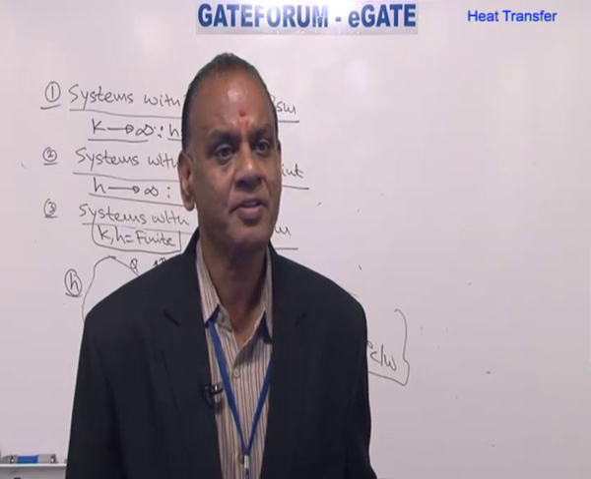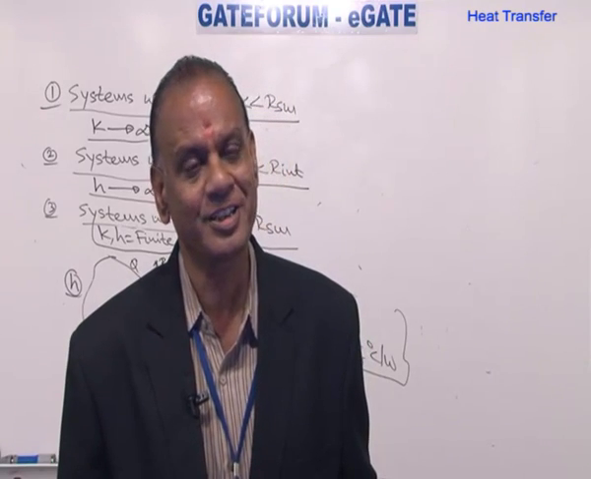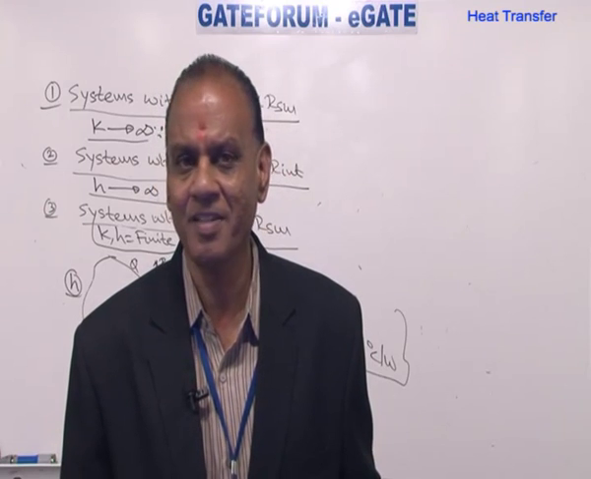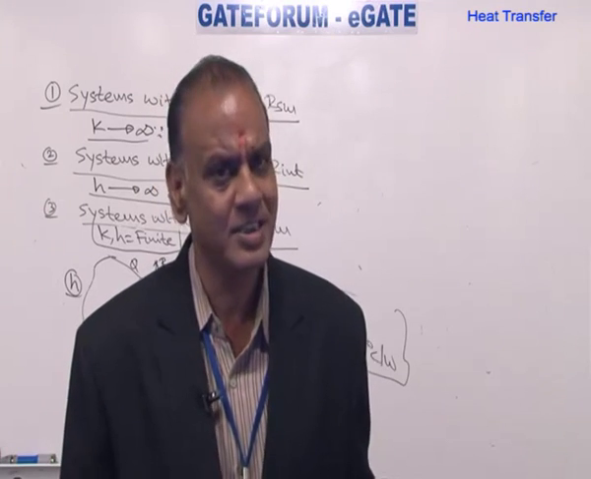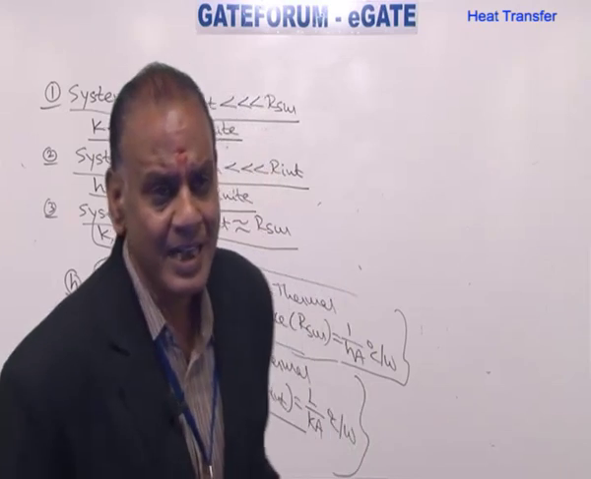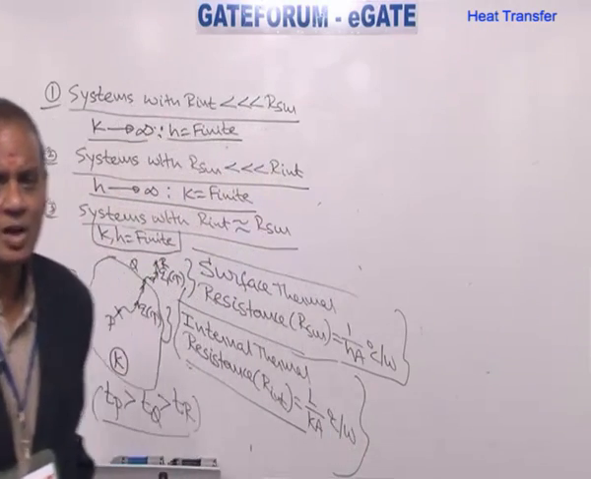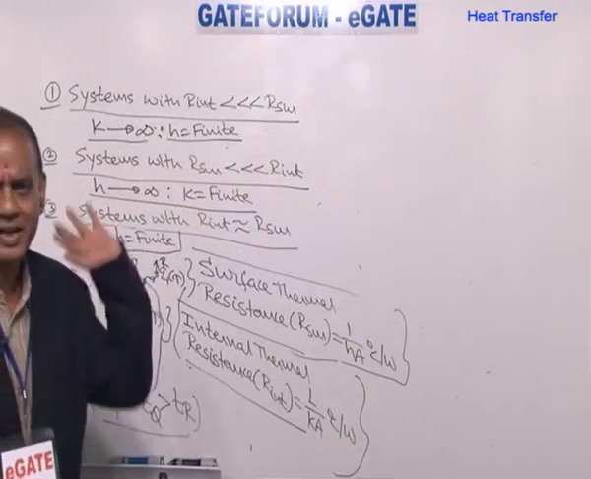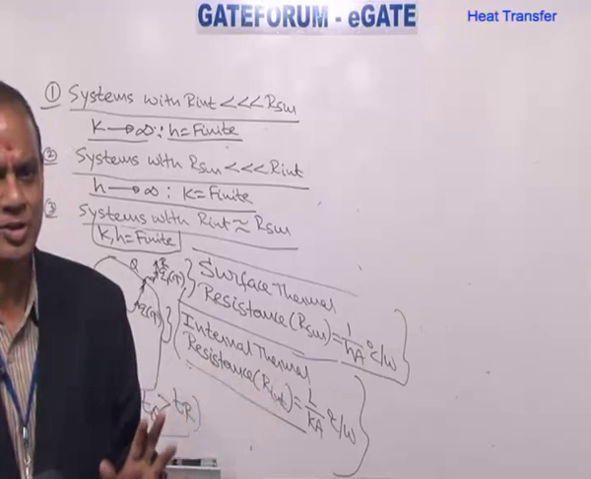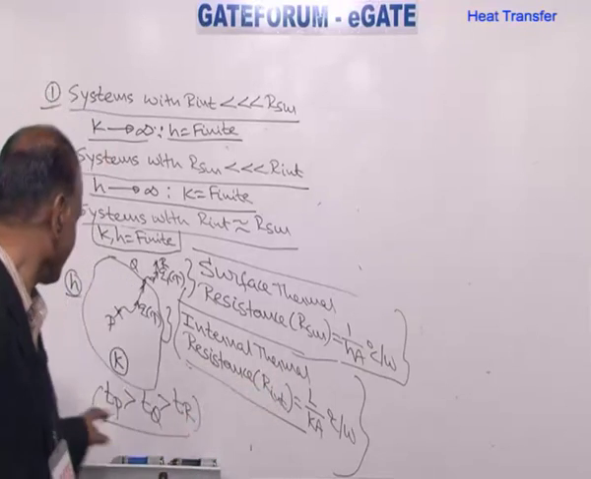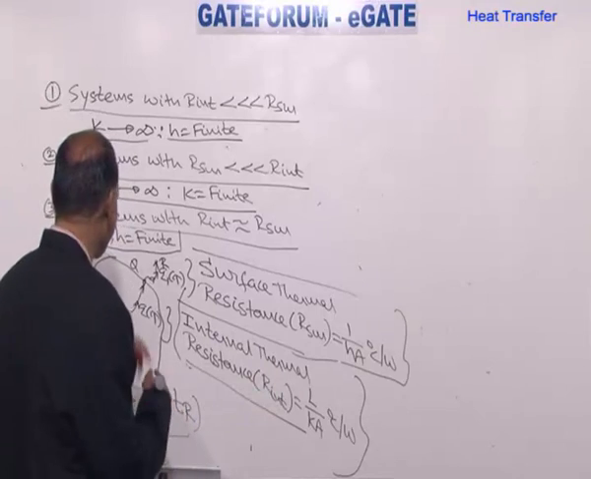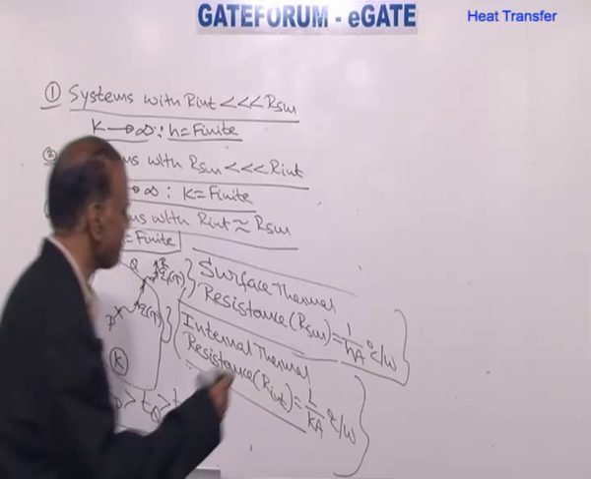Then somebody may ask, what happens if both K and H are very large? When both K and H are very large, we don't get anything useful. That we'll see later on. Let's try to have an electrical analogy of this discussion. That's going to give a clear idea of what we are doing. Electrical analogy. We have 3 points, we go in the reverse direction.